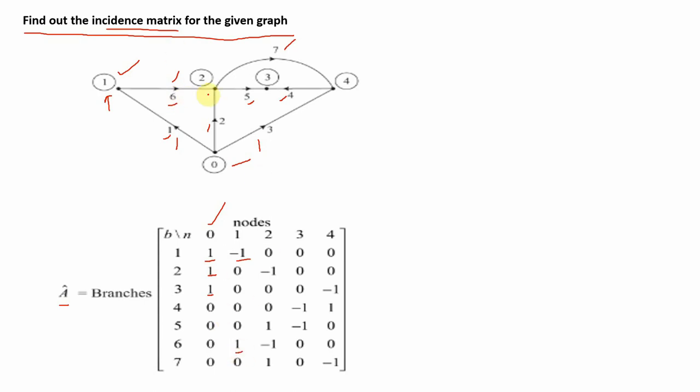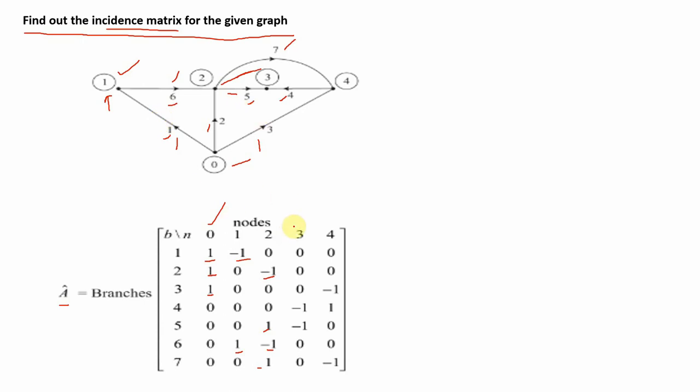Now node number 2. For node number 2, it is observed that branch number 2 is incoming, so it is minus 1. 6 is incoming, so it is minus 1. 5 is outgoing, 7 is outgoing, right, from this node, so that's why it is positive 1. One thing you should make clear in your mind: those outgoing from the particular node are positive 1, and those incoming towards the node are minus 1.